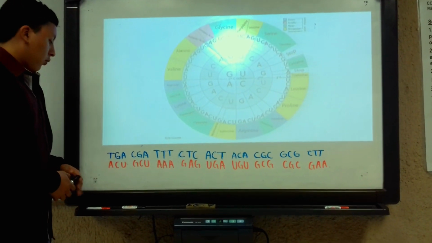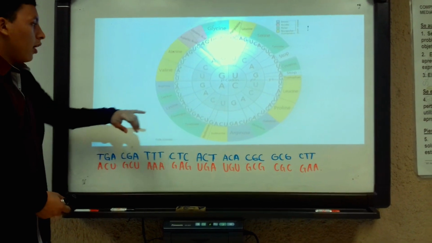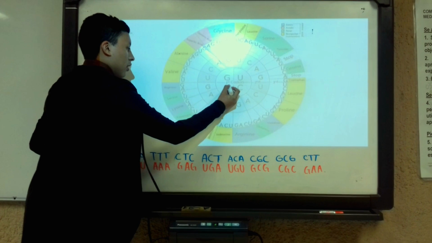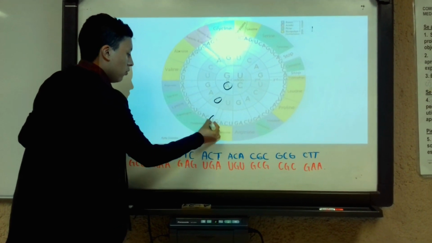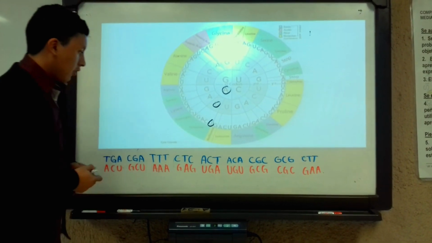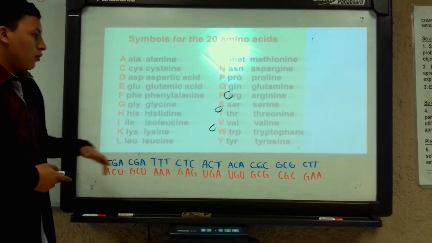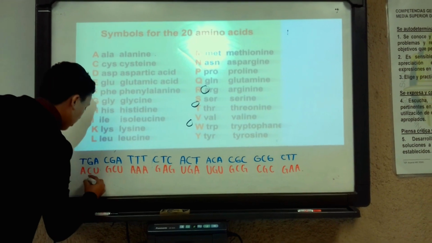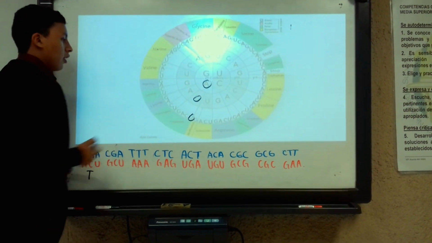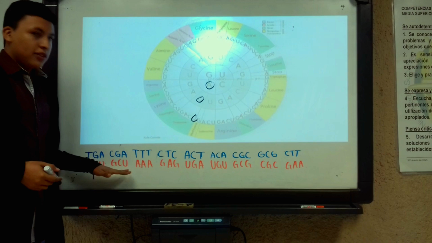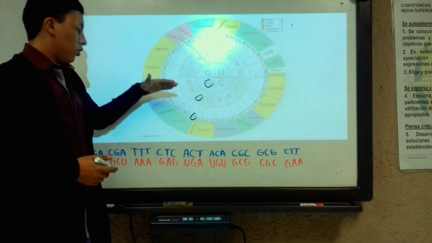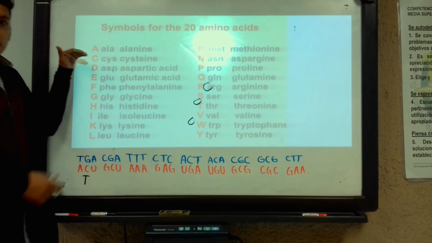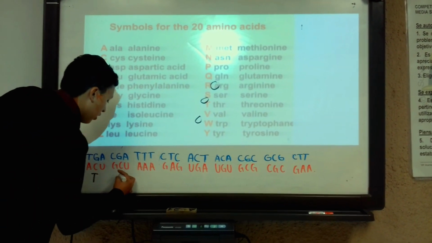So in the first part, we have ACU. We are going to find in the circle the A, the C, and the U. We have that it is threonine, and we are going to look for this in the table of the symbols, which is the letter T. Then we have GCU. So we are going to go to this part, GCU, that is alanine. In the case of the symbol, it is the letter A.